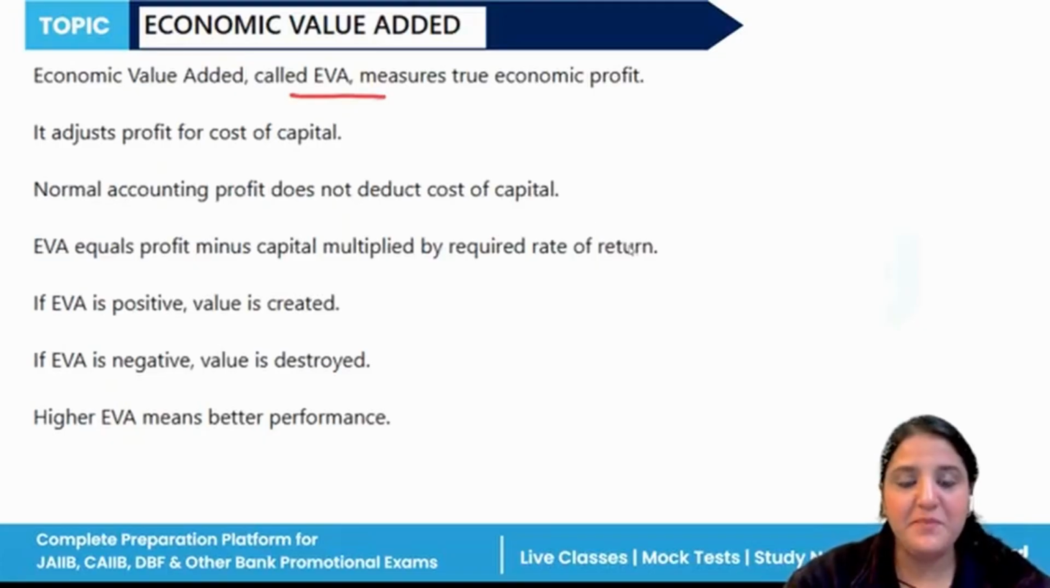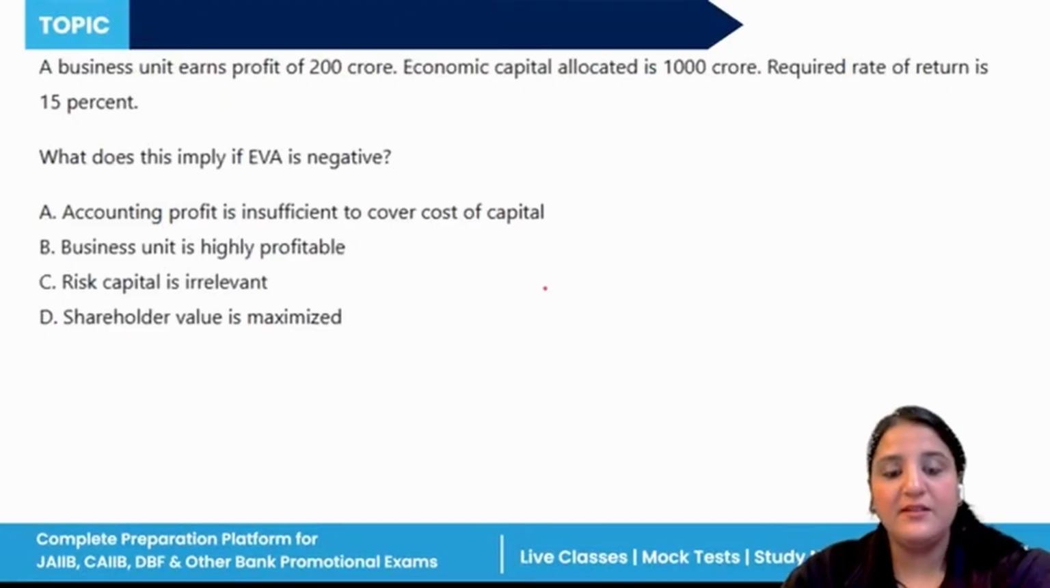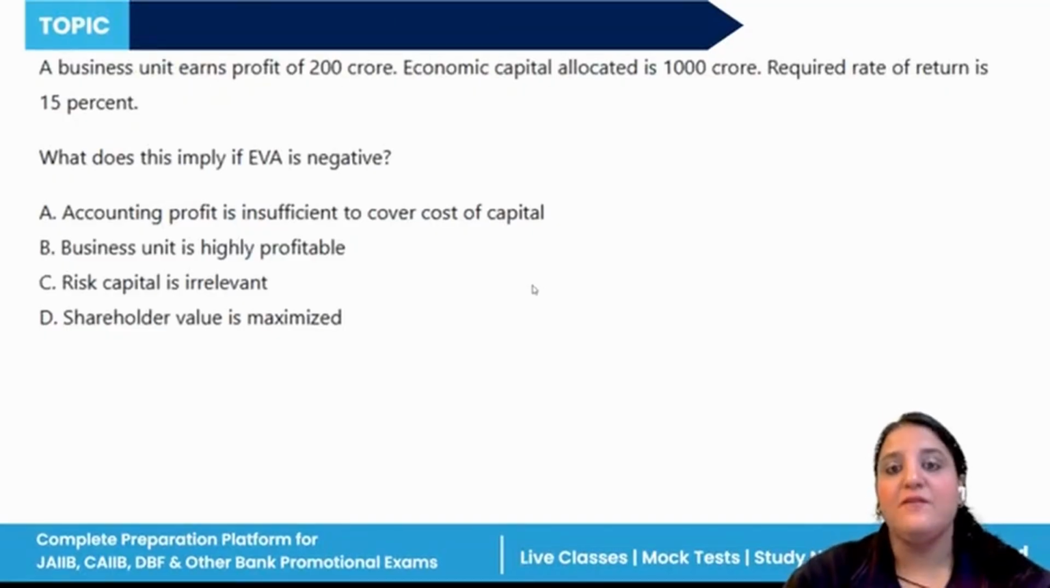So, if a business unit earns profit of 200 crore, and economic capital allocated is 1000 crore, required return is 15%. What does this imply if EVA is negative?